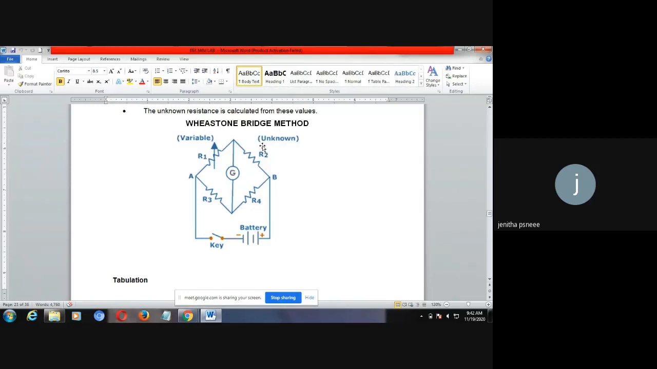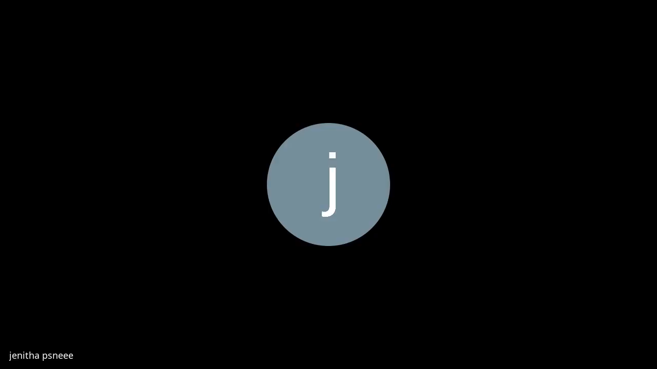We already know these 3 resistance values, and if we find this unknown value, you will get some value. In the practical condition, you have to set R2 to that value. If you set that value, the galvanometer will show 0 deflection. This is the output. The condition in which you get the galvanometer at 0, that is your output value.